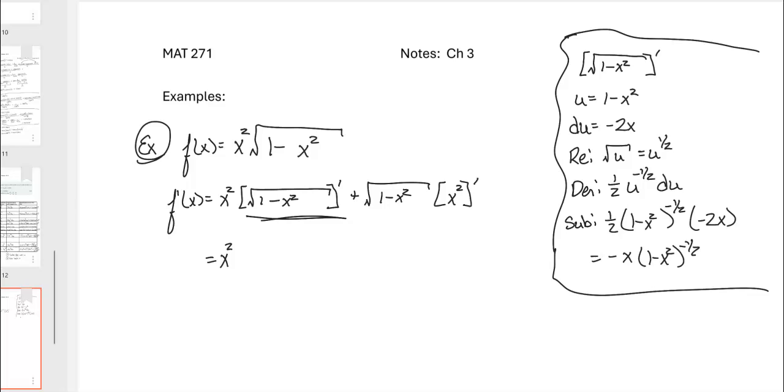So first times derivative of the second. Plus second times derivative of the first. And I'm going to rewrite that square root as a 1/2 power. And then let's clean this up. x squared times a negative x would be a negative x cubed.